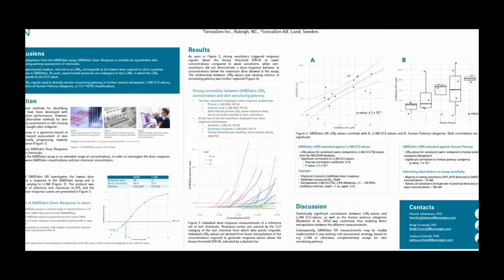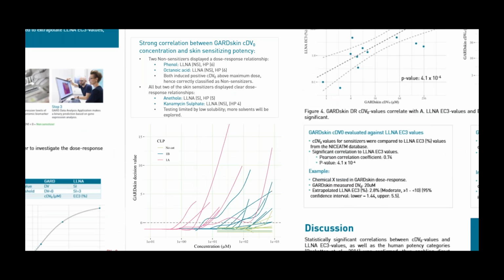In this figure, the dose response curves for all substances have been summarized and colored according to potency as defined by the CLP categories, where strong sensitizers are in pink, weak sensitizers in blue, and non-sensitizers in green. Only two of the non-sensitizers gave rise to a positive CDV0 value, but these were compounds that were assayed at a concentration above the maximum input concentration in the assay, so they were indeed correctly predicted as non-sensitizers.